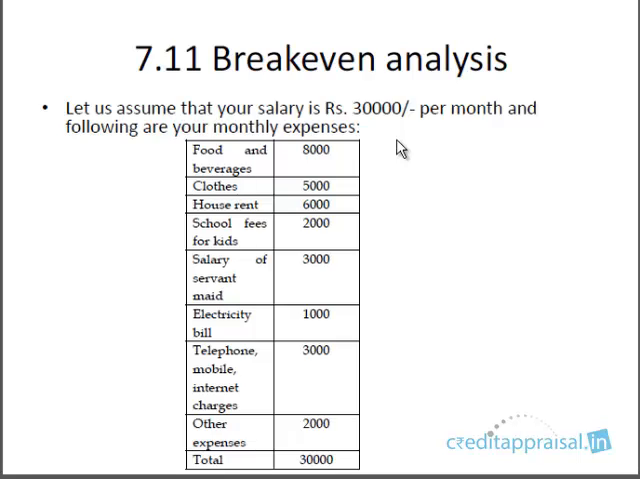Welcome back. We are now in segment 7.11, and in this segment we will be discussing an important concept, break-even analysis. So to understand the concept of break-even analysis, let us take an example where we are assuming your salary to be 30,000.